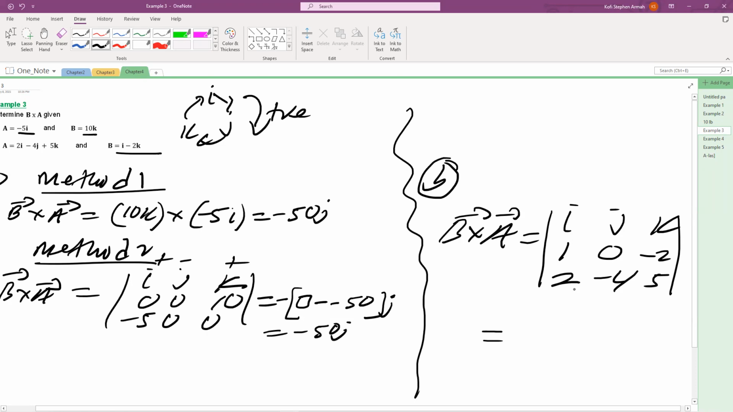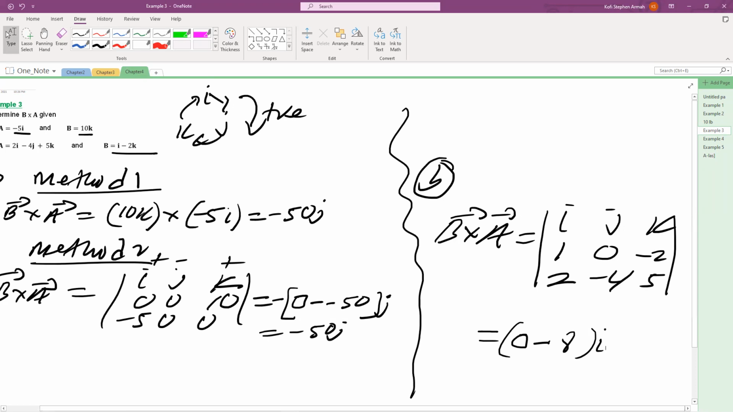So we cover this. If you cover this, you go 5 times that, which is 0. Let me write so that in case you understand. Then -2 times -4 is 8. Then write your I here. Let me move a bit to the right.